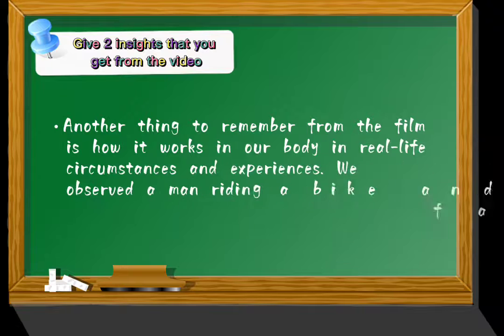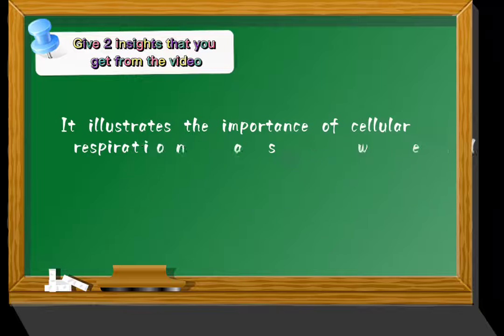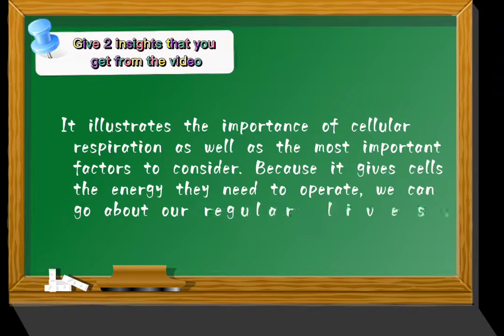Another thing to remember from the film is how it works in our body in real-life circumstances and experiences. We observed a man riding a bike and how fatigued he was at the start of the movie. It illustrates the importance of cellular respiration as well as the most important factors to consider. Because it gives cells the energy they need to operate, we can go about our regular lives. That would be all.